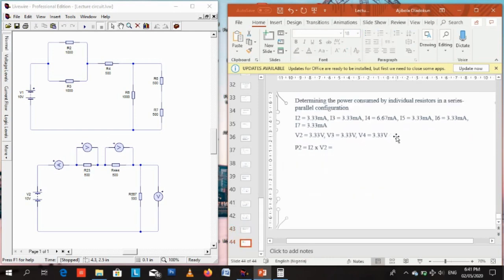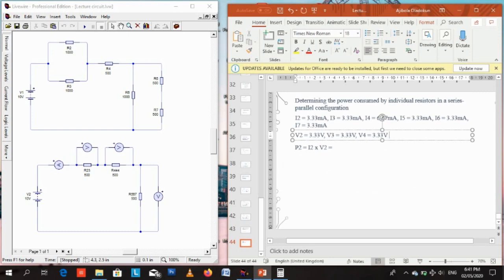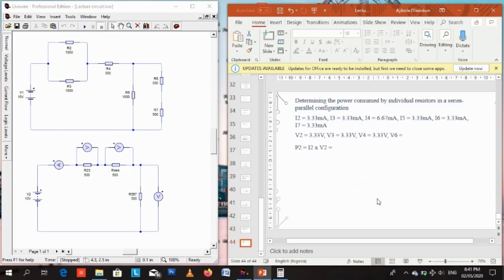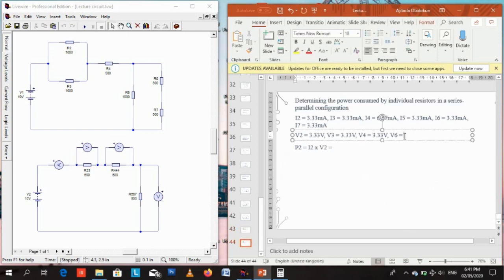Let's grab them one after the other. We have V2, we have V3, we have V4. We need V5, we need V6, and we need V7. So let's go back and check. V5 is 3.33 volts. V6 is 1.665 volts. And V7 too is 1.665 volts.